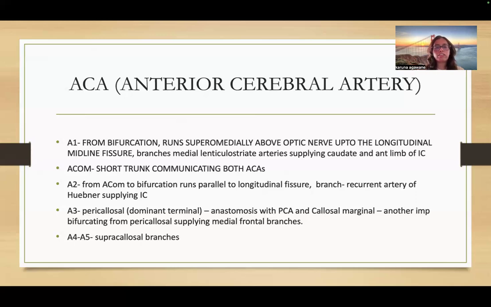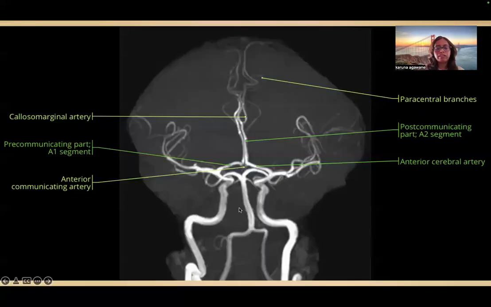The A2 segment then courses from the ACOM level up to the level of the genu of the corpus callosum, which is running parallel to the longitudinal fissure. It gives off the recurrent artery of Heubner, which supplies a most important structure, that is the internal capsule. Then the artery courses posterior superiorly along the convexity of the corpus callosum, known as the pericallosal segment. One of the important terminal bifurcations is the callosomarginal artery, which arises from the pericallosal and supplies the medial frontal branches. Then the terminal or the cortical branches are known as the A4 and A5 branches.